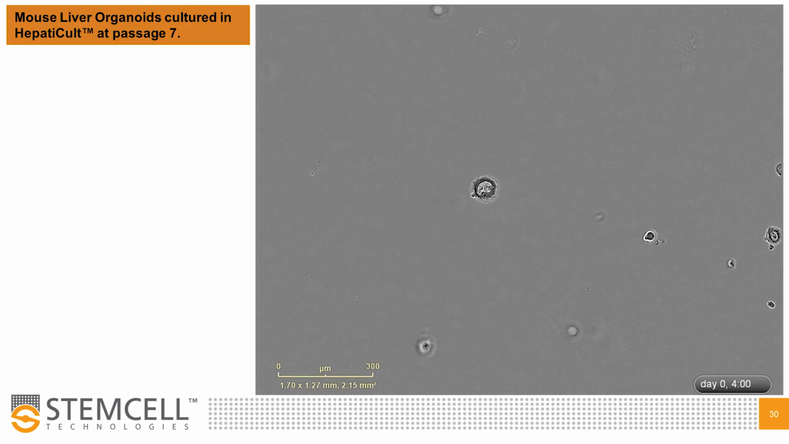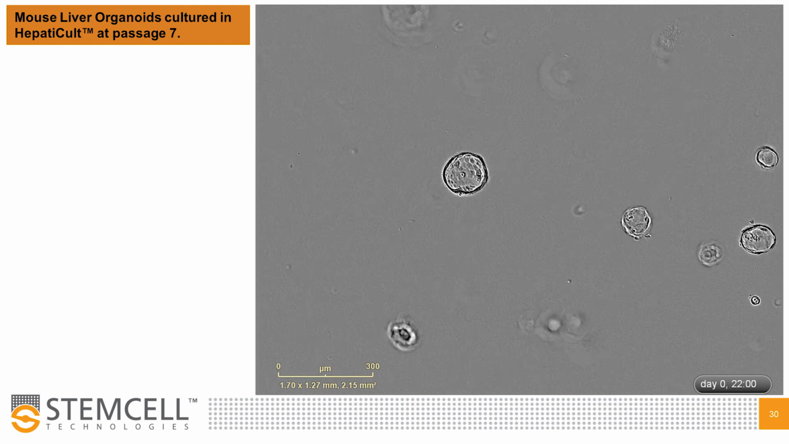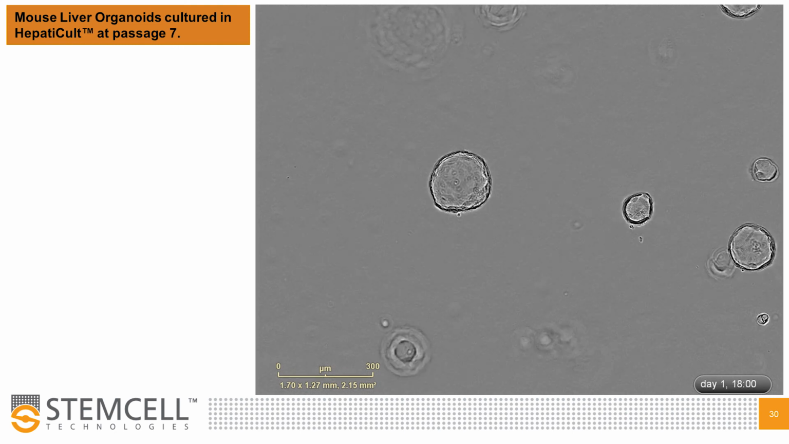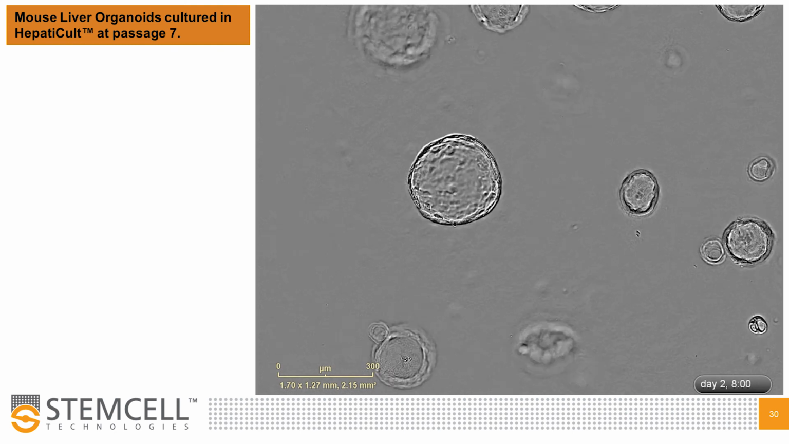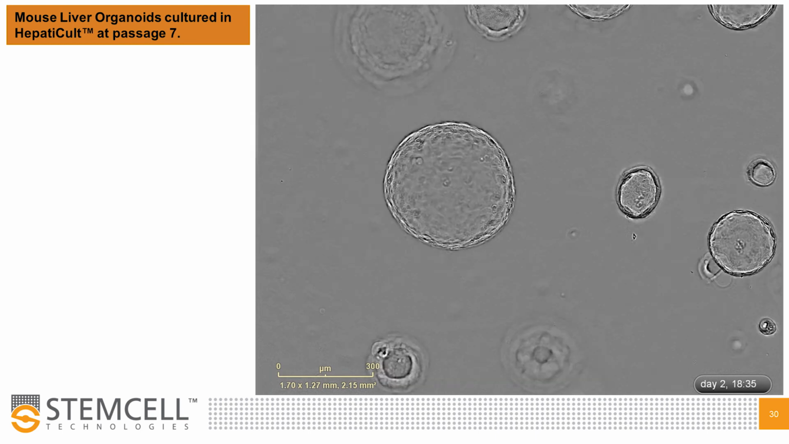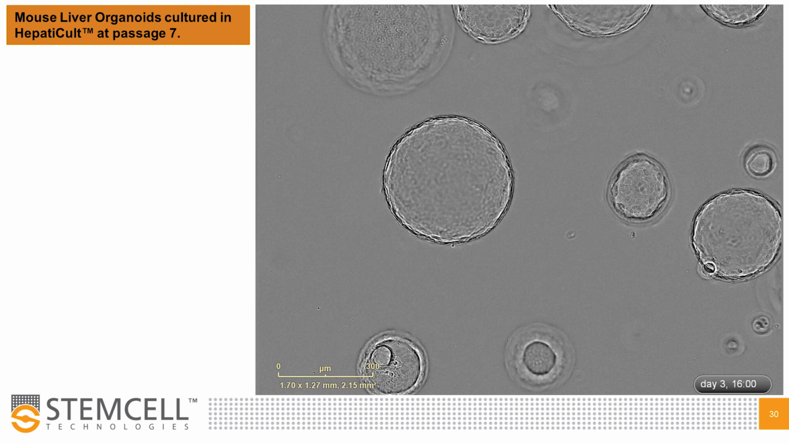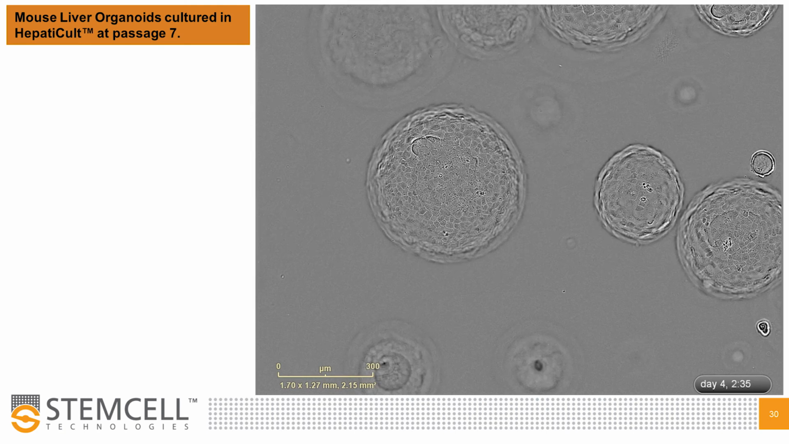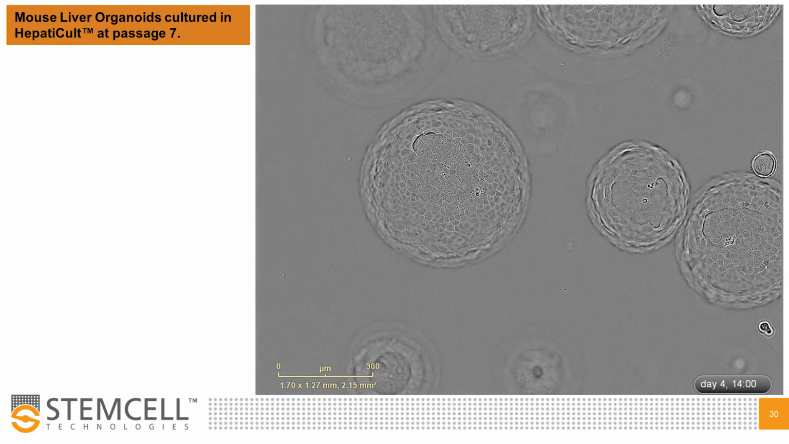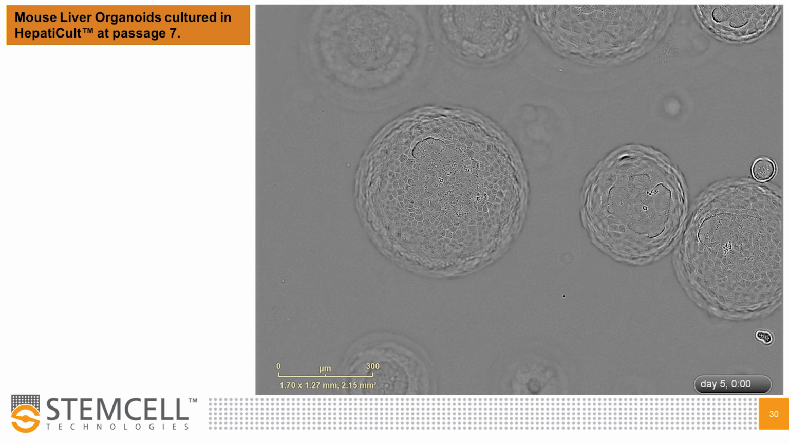As my last piece of data, this video allows you to follow the growth of hepatic progenitor organoids over a period of 5 days. Hepatic progenitor fragments at passage 7 were seeded into Matrigel domes, cultured in HepatiCult, and then imaged in an IncuCyte Zoom every 2 hours. You will notice that the organoids start exhibiting the typical cobblestone morphology towards the end of the expansion, which is typical of the hepatic epithelium.